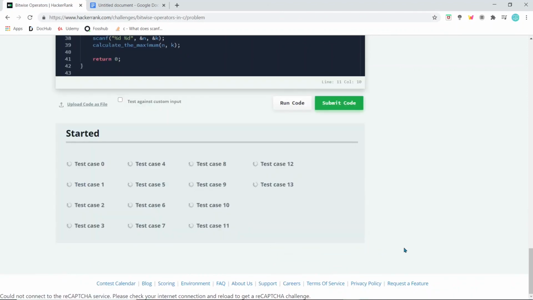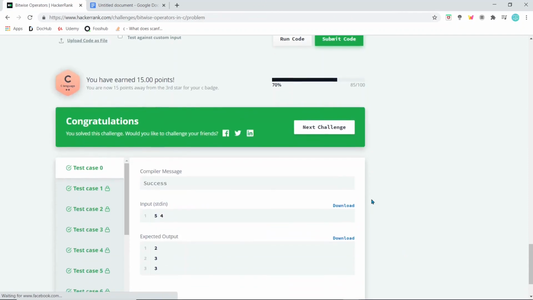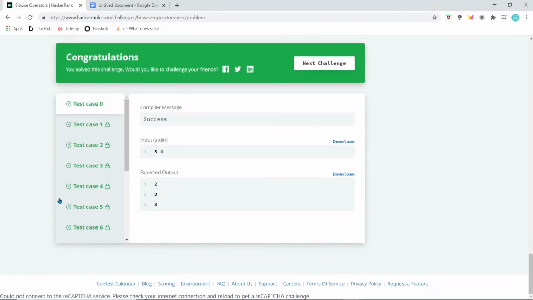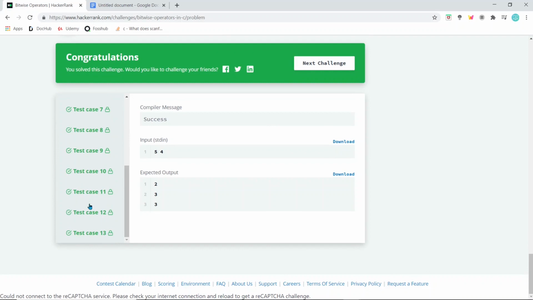Now let's see how this works. Okay, all of the test cases have been passed successfully. We had 14 test cases.